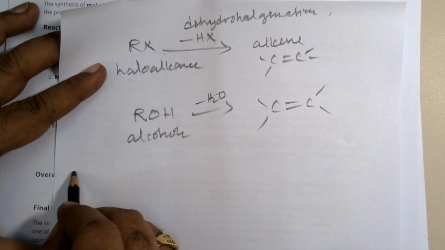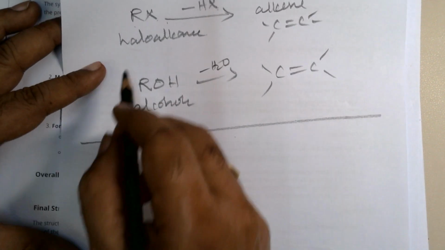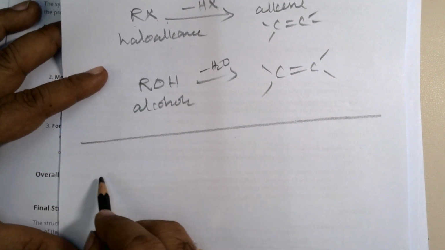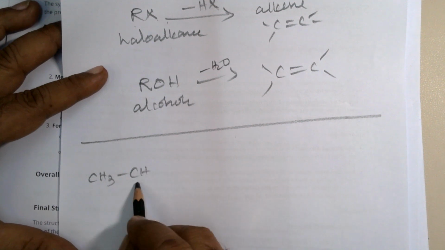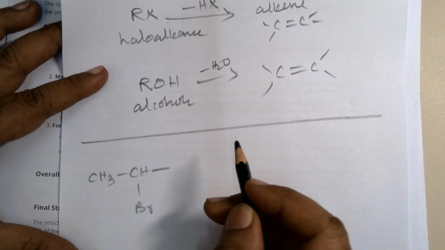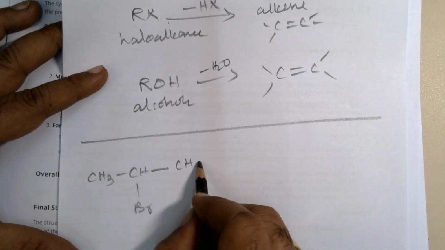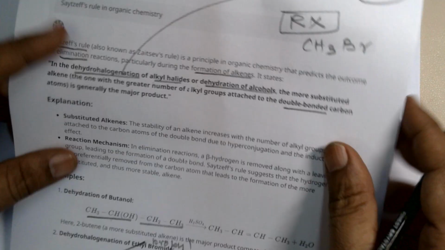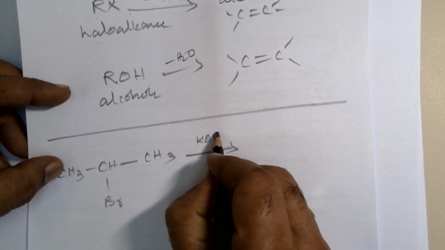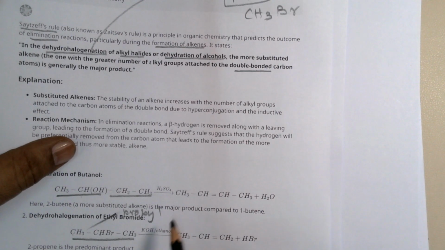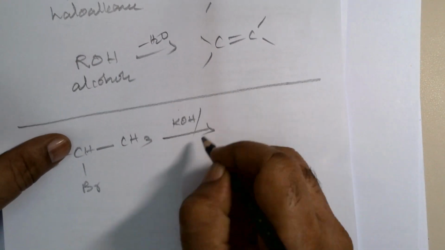So for better illustration we can take a secondary haloalkane here, that is CH3, CHBr and then CH3. So CH3CHBrCH3. You can treat this with KOH in the presence of ethanol.